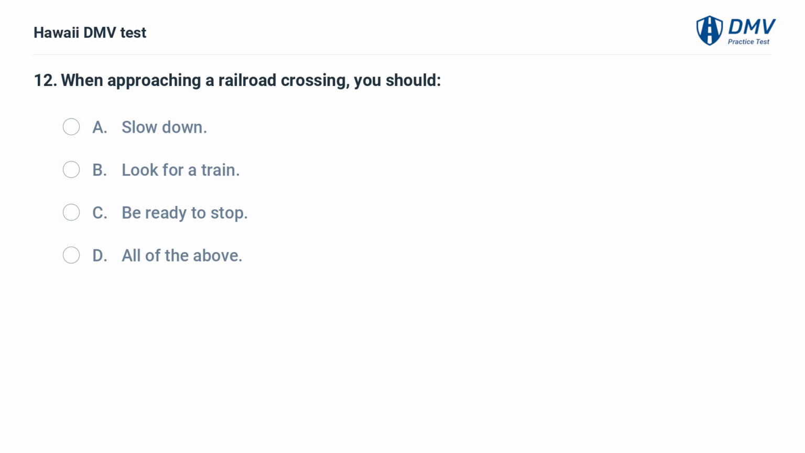When approaching a railroad crossing, you should A. Slow down. B. Look for a train. C. Be ready to stop. D. All of the above.